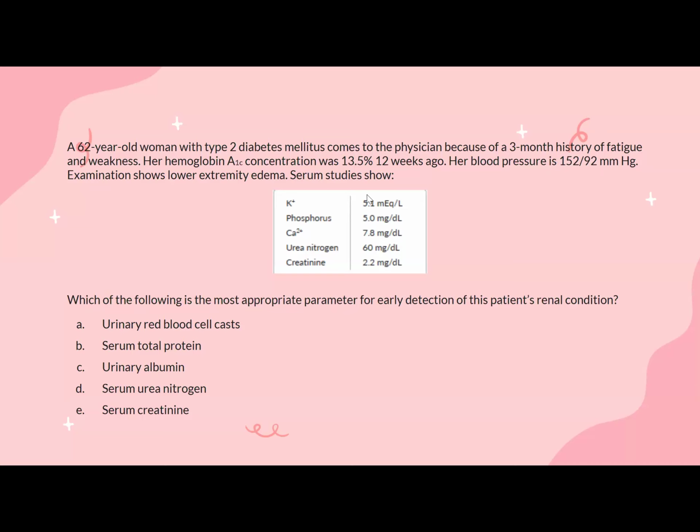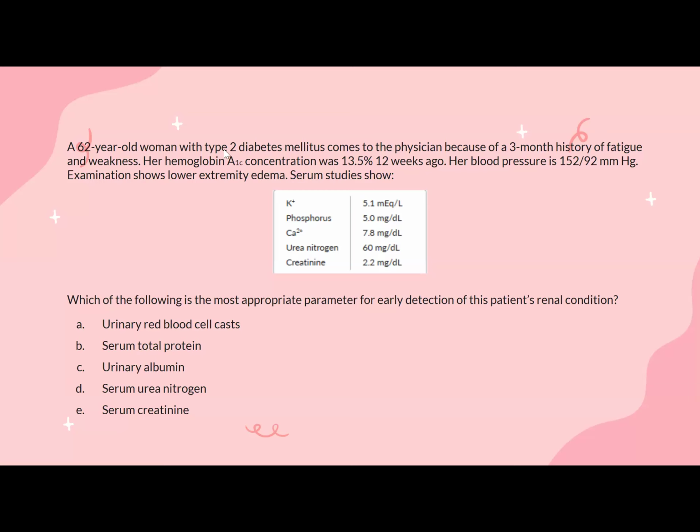Serum studies show this. We look at the potassium, it's normal. We look at the phosphorus, that's all right. Calcium is slightly low, but it's nothing alarming. The urea nitrogen is elevated, 20 is the normal, and the creatinine around 1 is normal. So these are both elevated, right? So we're suspecting some sort of a renal abnormality or a renal pathology. Which of the following is the most appropriate parameter for early detection of this patient's renal condition?